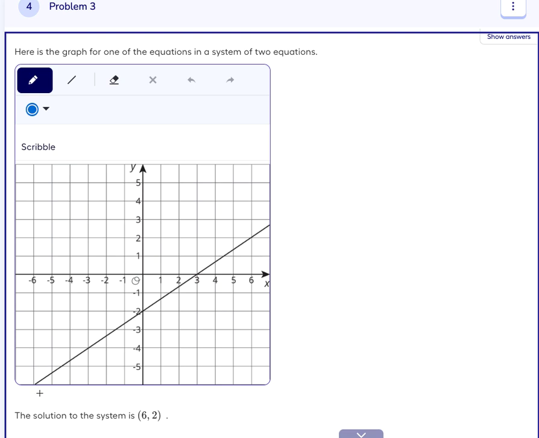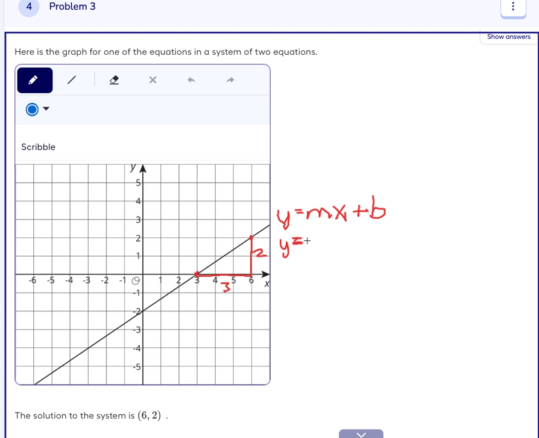So here's our graph. The solution to the system is (6, 2). So let's write the equation of this line. Y equals the slope times x plus b. B is our y-intercept. So this would be y equals, well, what is our slope? Let's make a slope triangle. Rise over run, 2 over 3.